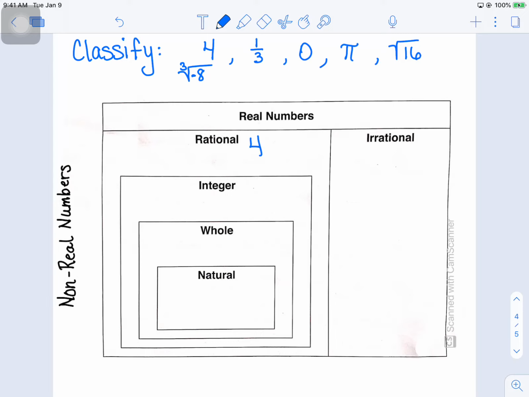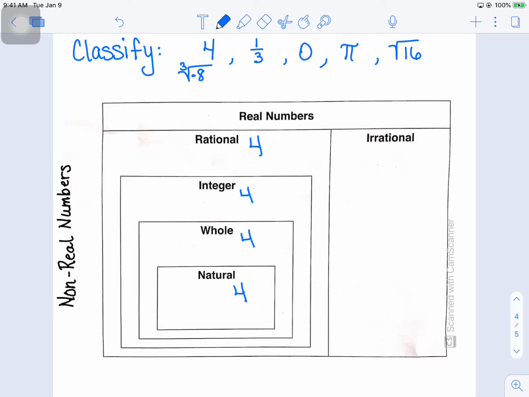Okay? We can go further. If it's rational, we can go further and see, is it an integer? Well, yeah, integers are positive, negative, whole numbers. So it also can fit in the integer category. Is it a whole number? Yes, it's a whole number. 4 whole pieces. And is it a natural number or a counting number? Do we count things? Can we go 1, 2, 3, 4? Yes, we can. So it is a natural number, very specifically.